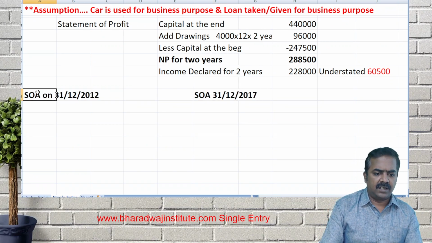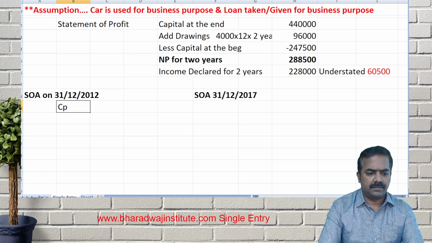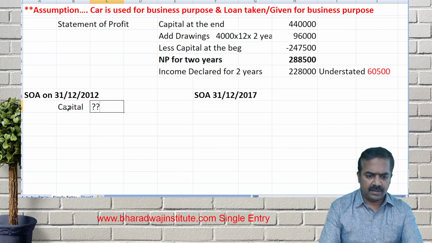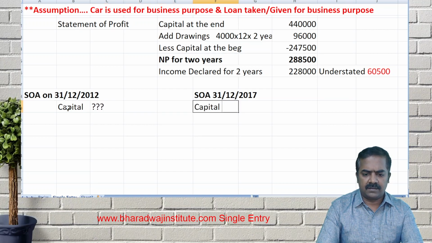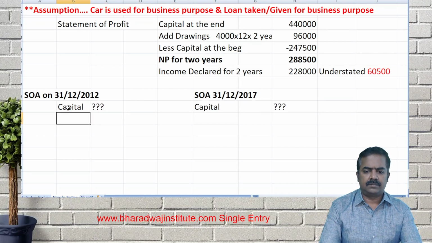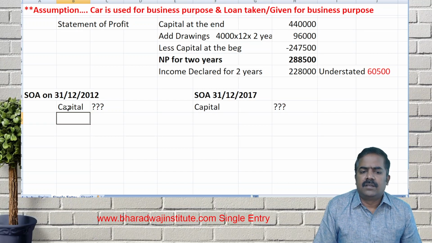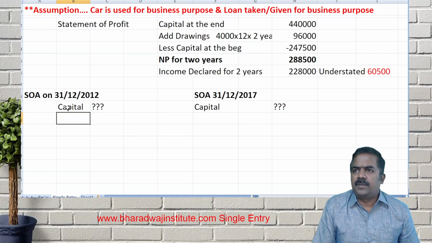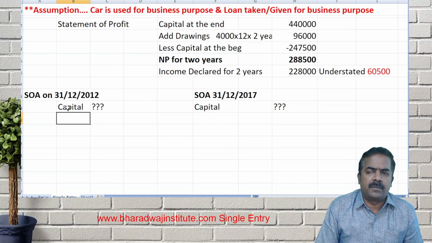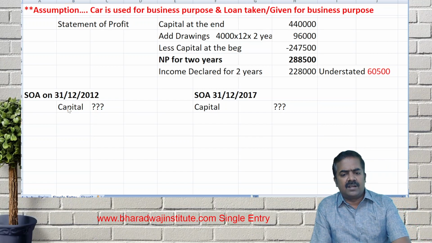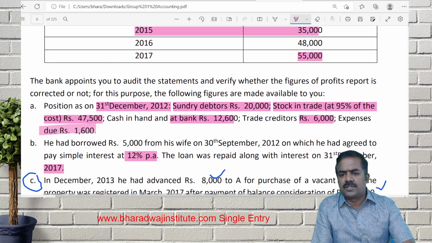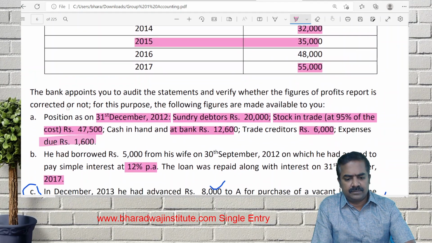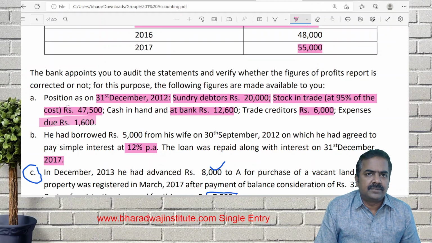So first, find out the capital on this date. Then next, work out capital on this date. Try. But do it separately because too much information is there. You can do it in columnar format, well and good. But if you find that too much information is there, you can do it separately also. Try it.